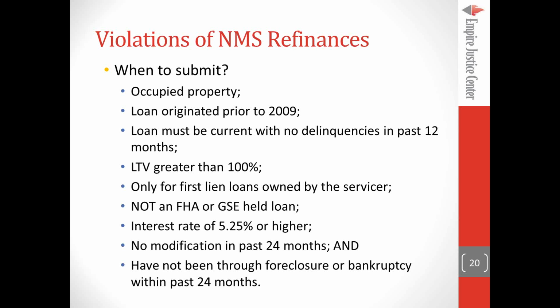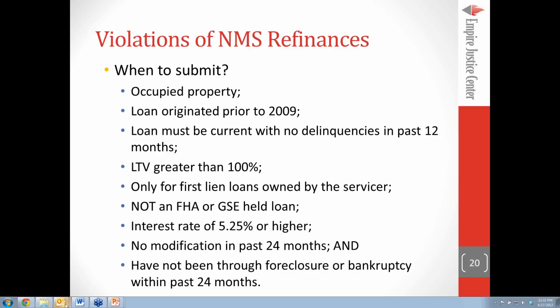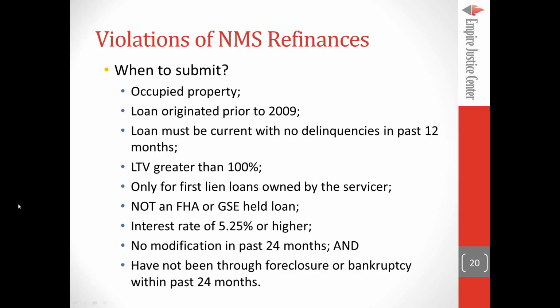Okay, so the second violation that I'm going to talk about is the violation of the NMS refinances. And that, too, has some requirements that you have to look for when you are submitting this to Dina. Also to Dina Levy with the same requirements. It must be an owner-occupied property. The loan must have been originated before 2009. They must be current with no delinquencies in the last 12 months. The loan-to-value must be over 100%. Again, if the borrower is underwater.